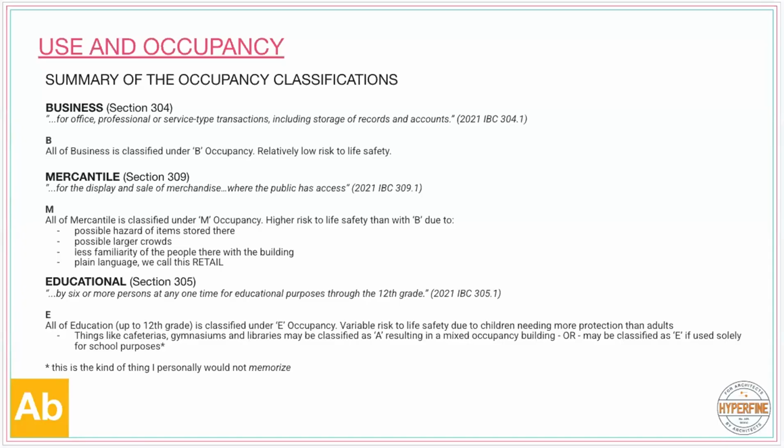One, the things for sale are stored there, which could be dangerous or flammable. You could have possibly larger crowds going to a shopping mall than to your office, your CPA office. The people going there are probably less familiar. If you go to the same office every day and the same people work there, they're familiar with the building. But if you have shoppers coming in and it's a different crowd every weekend, they might be less familiar with the layout. And these kinds of things, the code interprets to mean you need maybe more space or more exits or more fire separation.